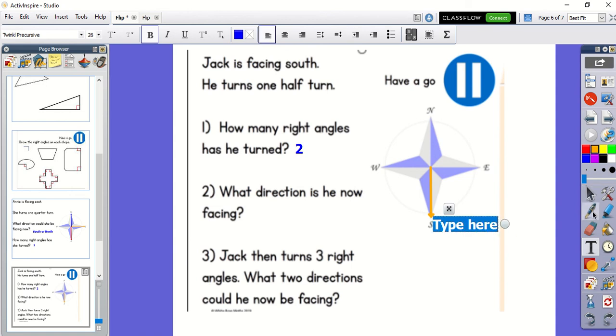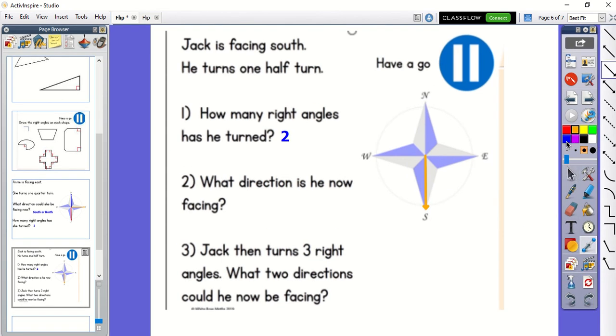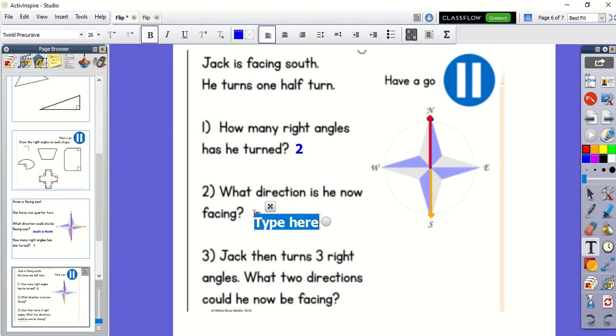Well, if he's done a half, if I go clockwise, he's gone 1 quarter, 1/2. So he's facing north. And even if I went the opposite way, if I went anti-clockwise, I'd end up in the same place. I'd go 1 quarter, 2 quarters. So a half turn is basically saying turn around. Okay? So what direction is he now facing? He's facing north. Jack then turns 3 right angles.